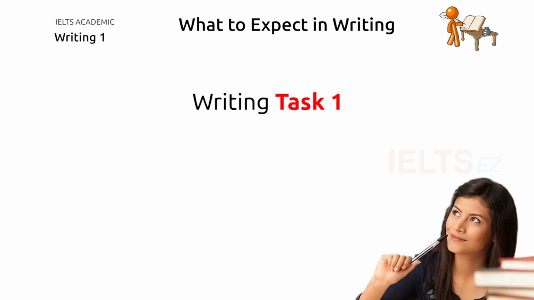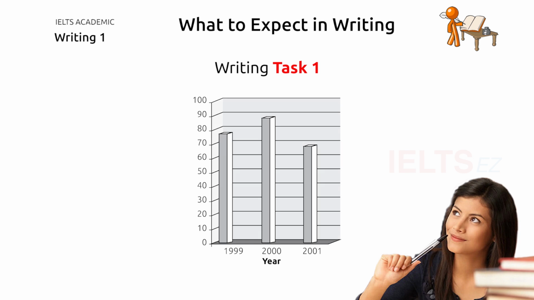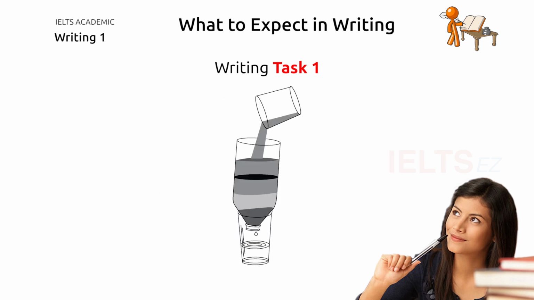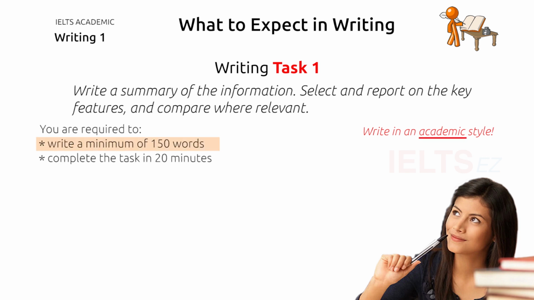Let's have a closer look at writing task 1. In task 1, you may be presented with a graph, or a table, or a diagram, and asked to summarize the information shown. It's important to note that the vocabulary used in your answer must be of an academic standard. You will be asked to write a minimum of 150 words in response to the question, and you should complete the task in 20 minutes.